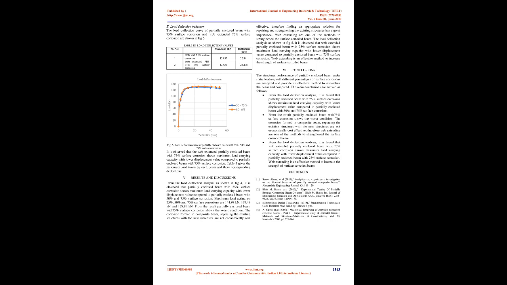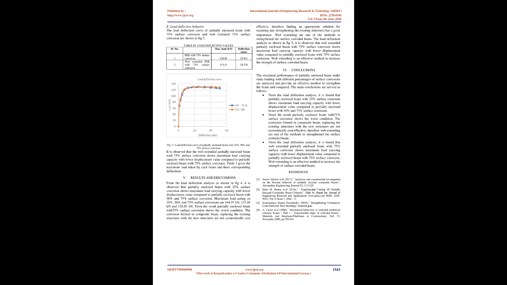6. Conclusions. The structural performance of partially enclosed beam under static loading with different percentages of surface corrosions are analyzed, and an effective method to strengthen the beam is provided and compared. The main conclusions are arrived as follows. From the load deflection analysis, it is found that partially enclosed beam with 25% surface corrosion shows maximum load carrying capacity with lower displacement value compared to partially enclosed beam with 50% and 75% surface corrosion. From the result, partially enclosed beam with 75% surface corrosion shows the worst condition.